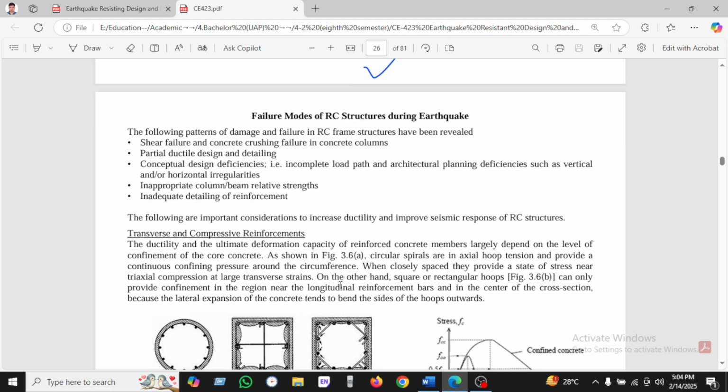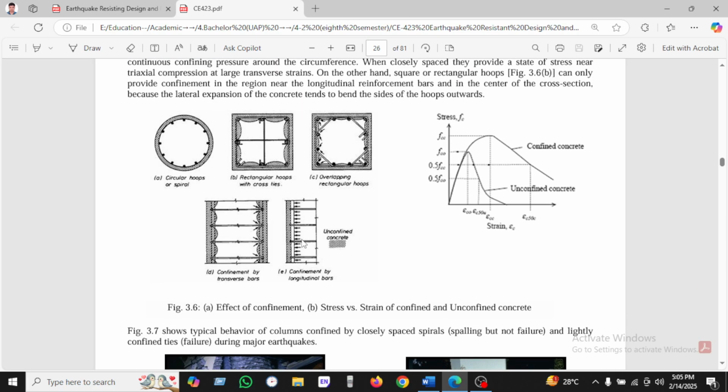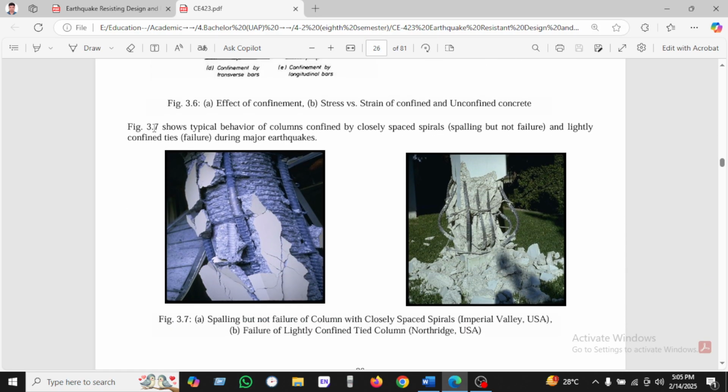The slide is taken from Dr. Anam sir. I must respect him. Here, transverse versus compressive reinforcement: the ductility and ultimate deformation capacity of a reinforced member largely depend on the level of confinement of the concrete, as shown in figure 3.1. The figure shows effective confinement, and stress versus strain for unconfined concrete.